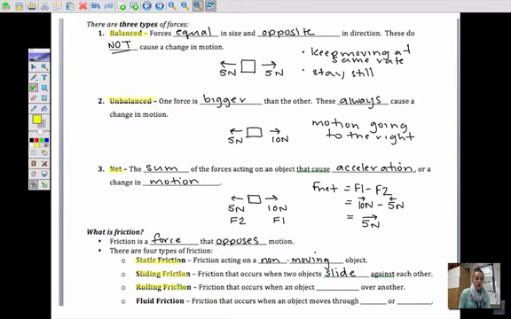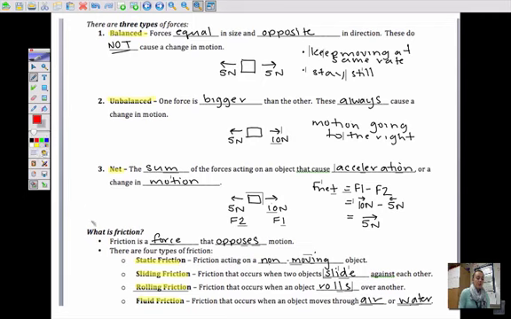The third is rolling friction, and that's friction that occurs when an object rolls over another. So for example, car tires on the road is rolling friction. And the fourth is fluid friction, and that's friction that occurs when an object moves through air or water. Now, fluid friction is better known as air resistance or water resistance, but it's a type of friction.